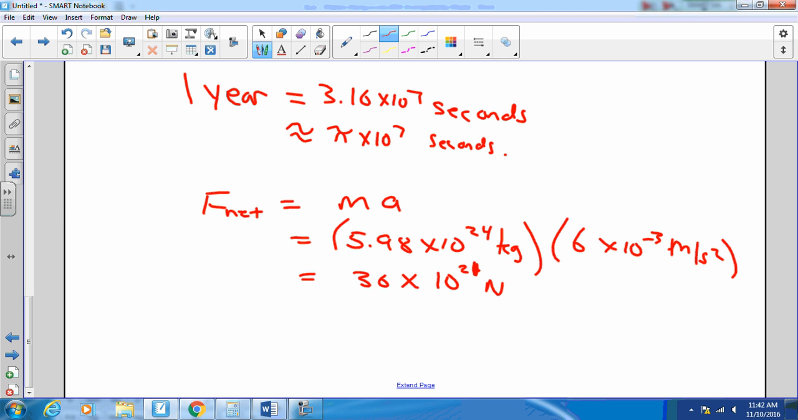10 to the 21st. This is fake scientific notation. I do this a lot. 6 times 6 is 36. If I want to write it in scientific notation, I need to roll up my decimal properly, so that it's 3.6 times 10 to the 22nd. Does that make sense? Oh, okay.